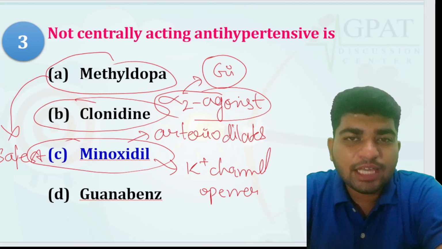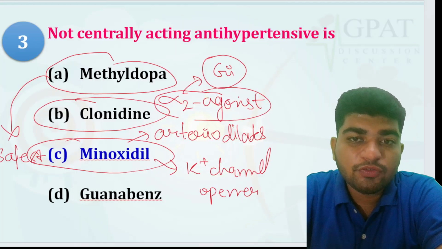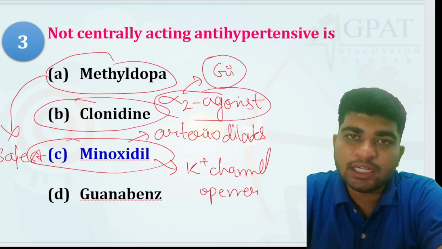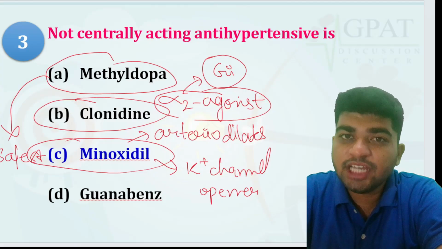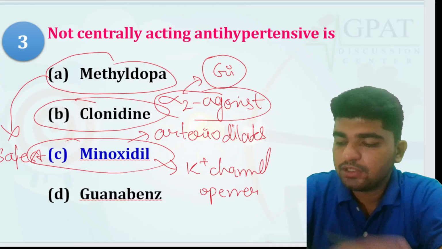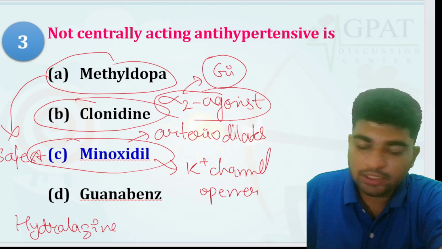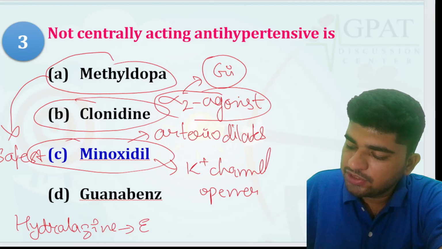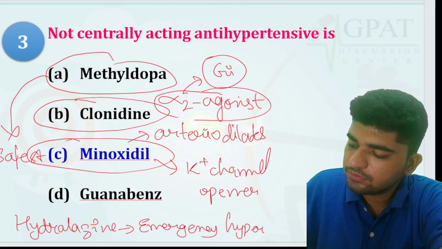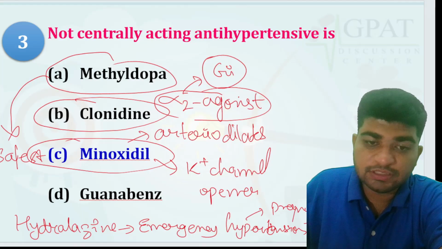Can you tell me what kind of drug is safest in emergency antihypertensive treatment, that is, a hypertensive crisis in pregnancy? I will tell you the answer: hydralazine. Hydralazine is also an arteriodilator which is used in emergency hypertension in pregnancy. This question is very important.